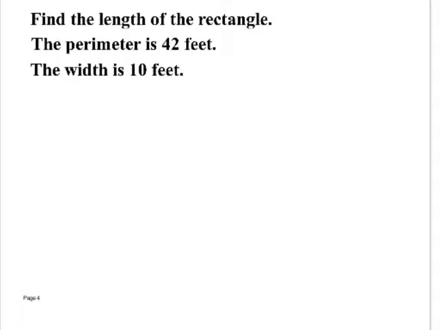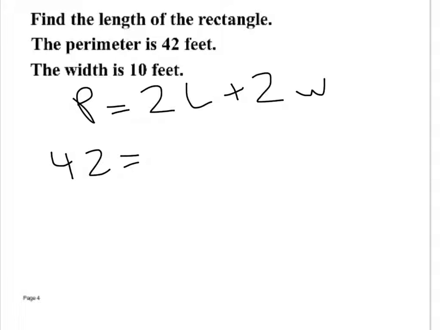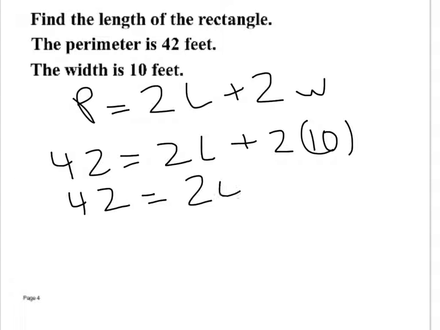Write this down. It asks us to find the length of the rectangle. It gives us perimeter and width. So what we need to do is write our formula for perimeter of a rectangle: 2L plus 2W. Always write out the formula and then plug in what we know. We know perimeter is 42. That's P. We don't know our length, that's what we're asking for, so we leave 2L. But we do know our width. We know it's 10. So we work this out. We get 42 equals 2L plus 20.